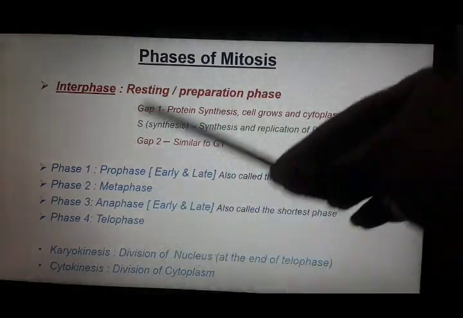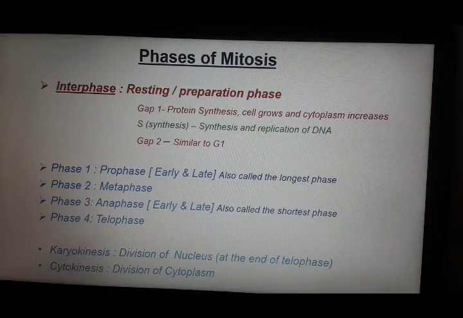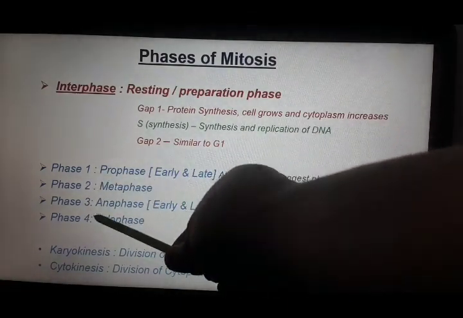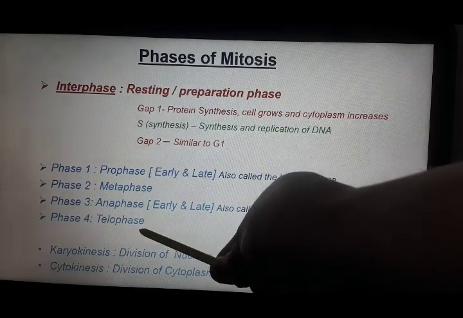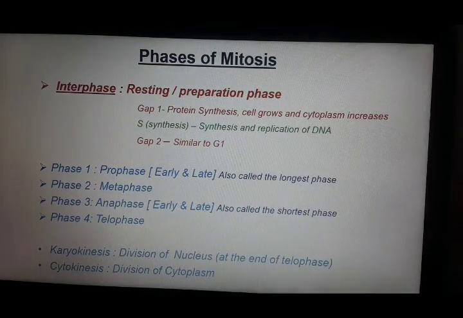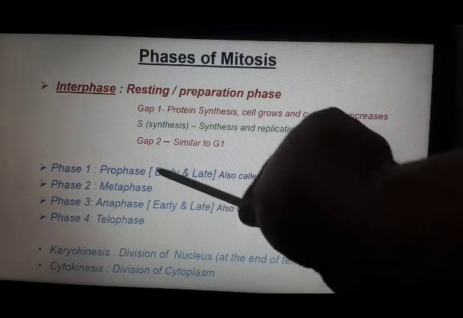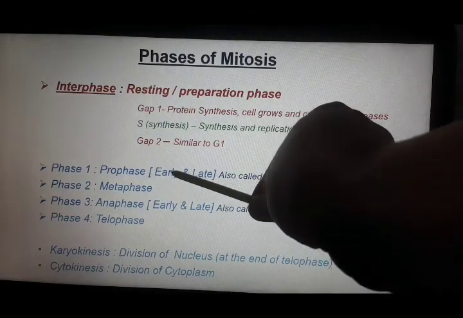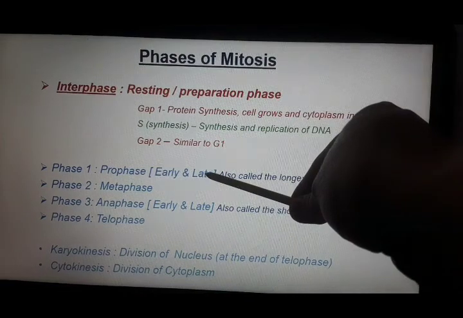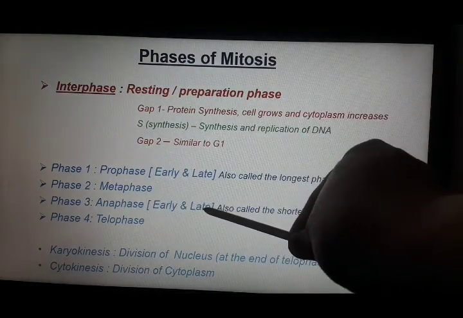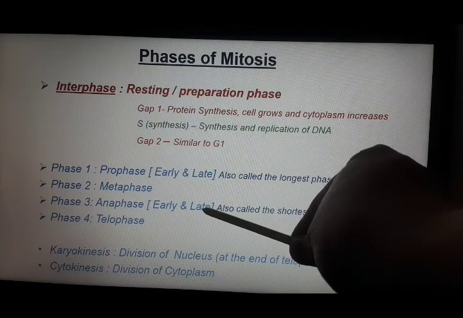Otherwise, normally, whenever the question is what are the 4 phases of mitosis, you say phase 1, prophase, phase 2, metaphase, phase 3, anaphase, phase 4, telophase. If you can see, I have written here early and late. This is just to understand that when prophase begins, it is early. When it is about to end, it is late. Similarly, anaphase, when it begins, it is early. When about to end, it is late anaphase.